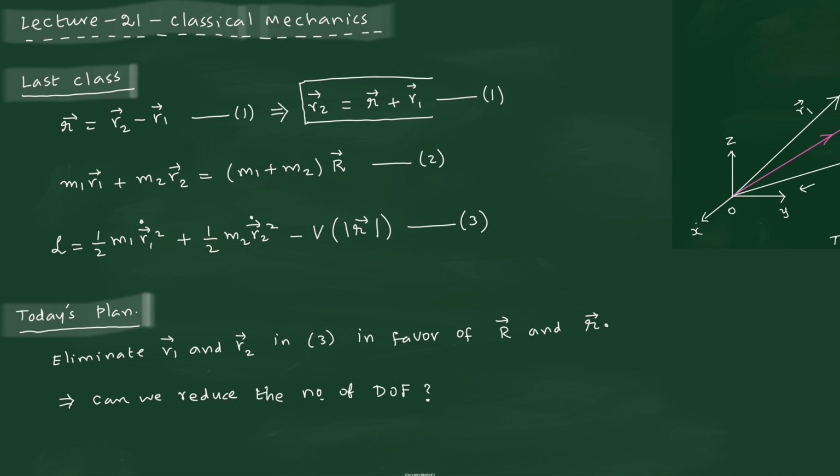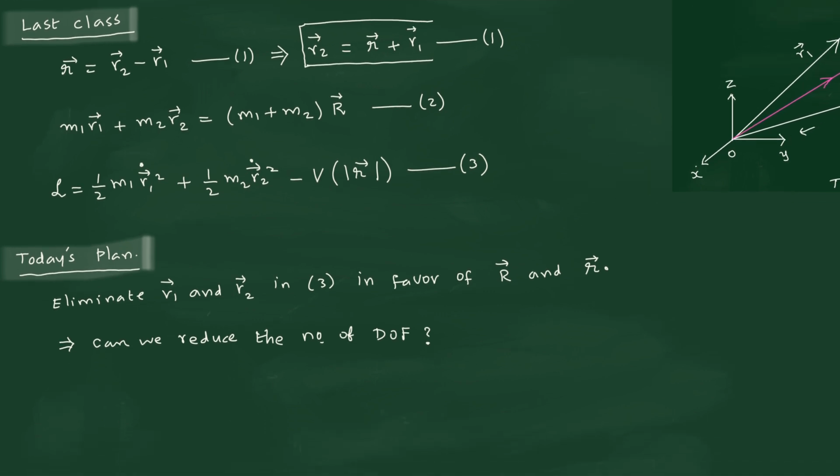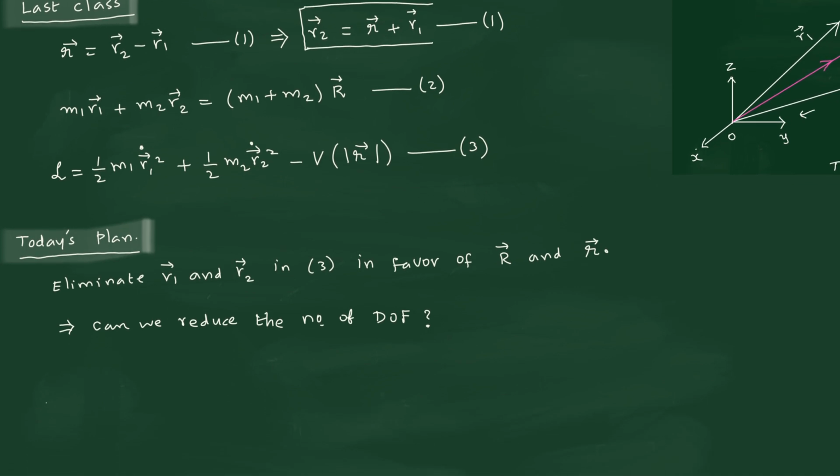So let me write this down for clarity. Even though I'm giving the statement, it is better if you also write it down. Let us substitute equation number 1 in equation number 2. Then what happens? Let us see. We will have M1 into the R1 vector. The rest is fairly simple algebra, so you can easily follow. Then we get M2 into R2, which is written as script R plus R1.